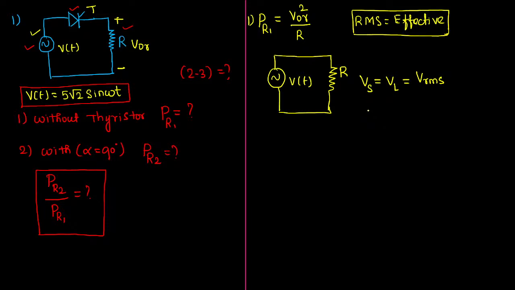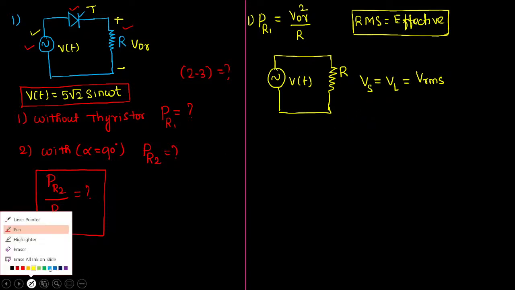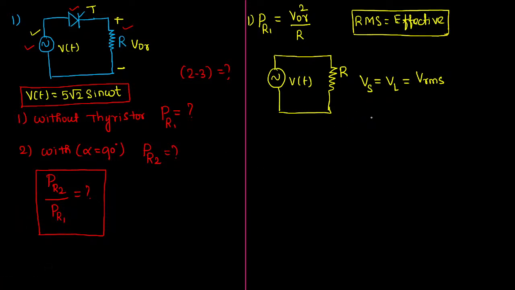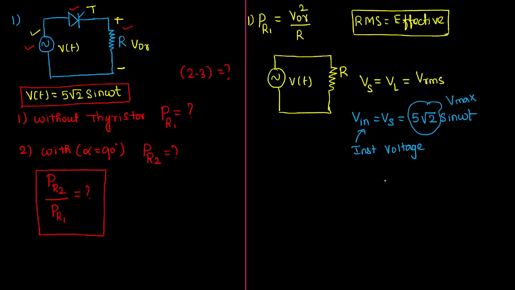If you observe what is given to us, it is not the RMS voltage. They have given the input voltage, which I am calling the supply voltage: 5 into square root of 2 into sine omega t. This is called the instantaneous voltage. But what I need is the RMS voltage. For that, we need the maximum voltage. Now, how will you calculate the RMS voltage from the maximum voltage?